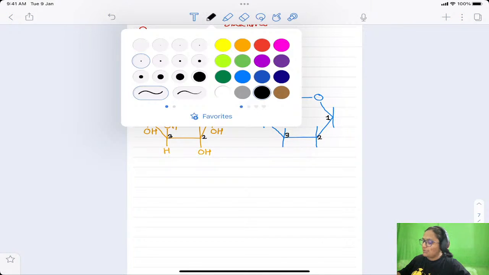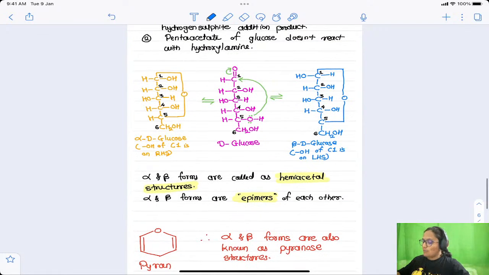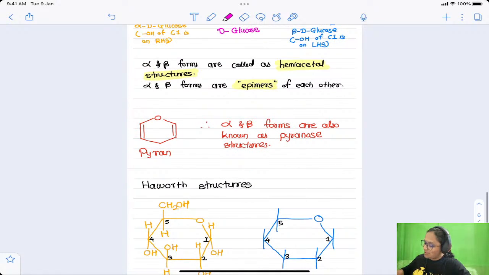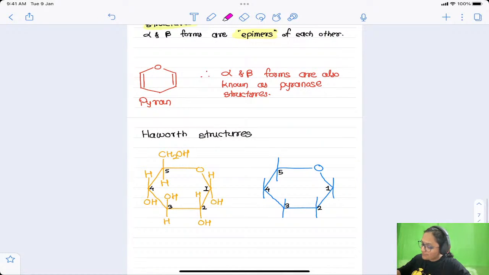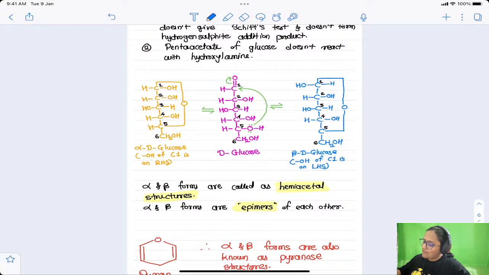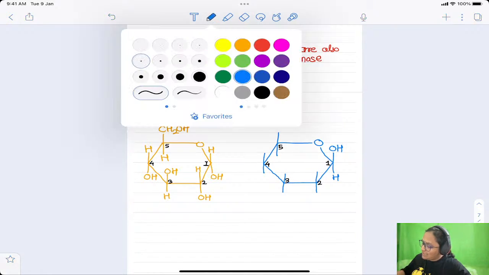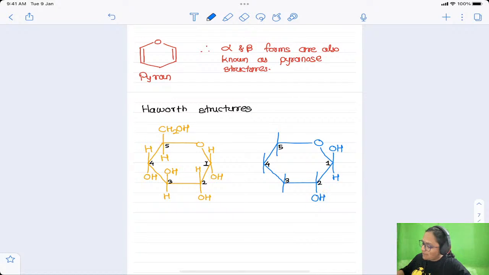What I have told you here, this is the beta form. Observe the positions. OH of carbon number 1, left hand side. Left hand side means what? Up, right? OH up. OH up means hydrogen down. Then carbon number 2, OH is on the right hand, hydrogen left. OH right means OH below. Whenever it is right, below, left, up.